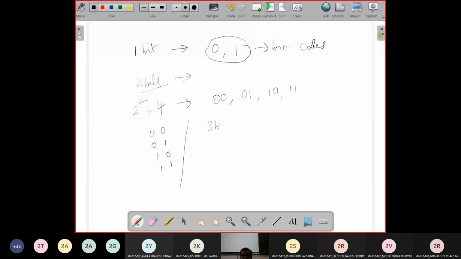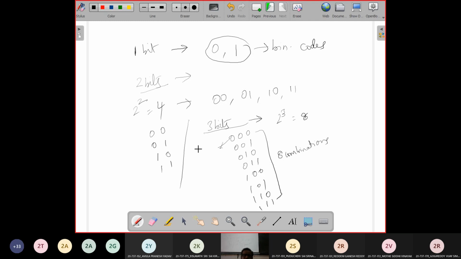Now say for example I use 3 bits to represent the binary. How many possible representations can you have for binary codes? 8, 2 cube, that is 8 possible binary codes. What are they? 000, 001, 010, 011, 100, 101, 110, and finally 111. So these are the 8 possible combinations whenever I am using 3 bits for representing the information.